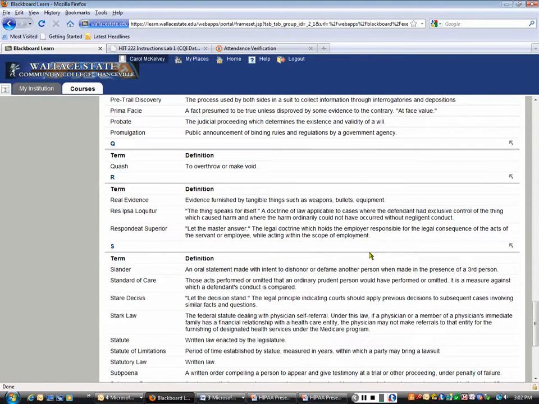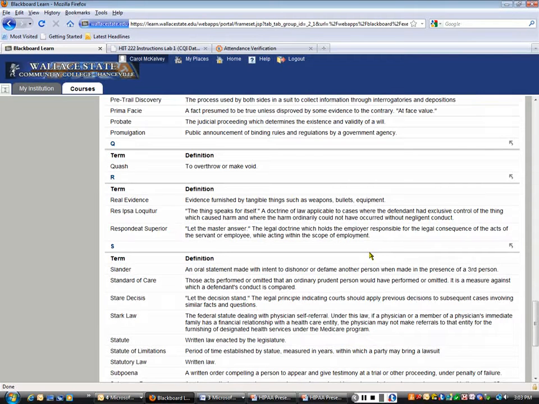Stark law is a federal statute that you may hear about. Doesn't necessarily have to do with any type of documentation, but it's a federal statute dealing with physician self-referral. And under this law, if a physician or a member of a physician's immediate family has a financial relationship with a health care entity, the physician may not make referrals to that entity for the furnishing of designated health services under the Medicare program. So you'll hear about this probably in different classes, but it's directly under the Medicare program.